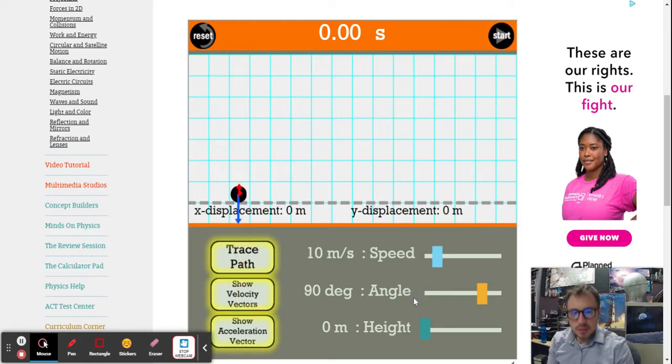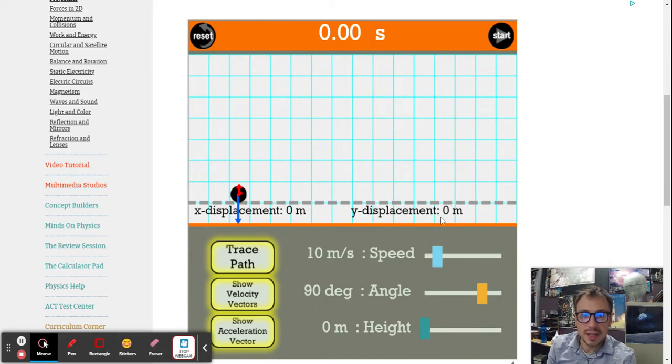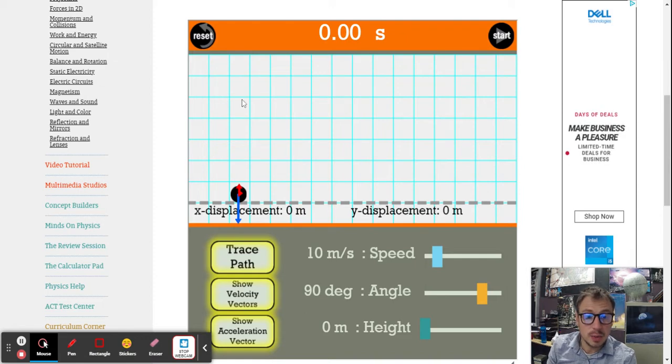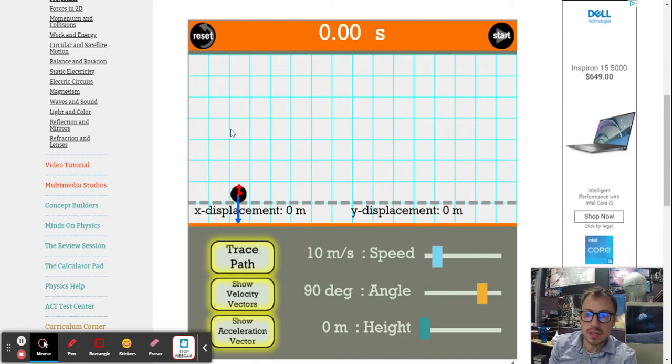So the first question, it just says start the initial velocity at 10 meters per second. So that's what we're going to do. Record the time to peak and the y displacement to the peak. The time is going to be located up here at the top. The y displacement is down here. So we want the time to the peak, to where the y displacement is at the highest point, right? So we want wherever it reaches, and then it's going to eventually come back down.